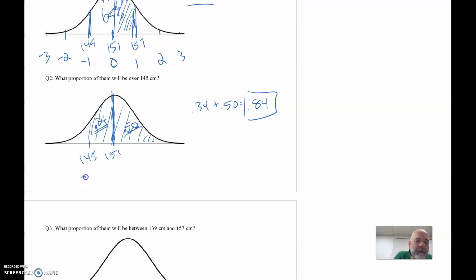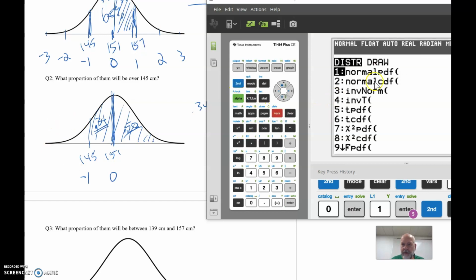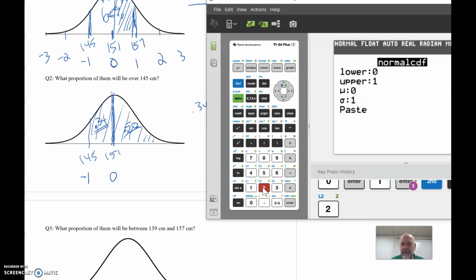Now, when I'm using the norm CDF, the way we have it set up, I'm going to go second DISTR, norm CDF, always C, never the other one. So now instead, I'm starting from -1, so I'll put -1. Remember, we're going to put in how many standard deviations above or below the mean you are instead. Now, what do I put for the upper?